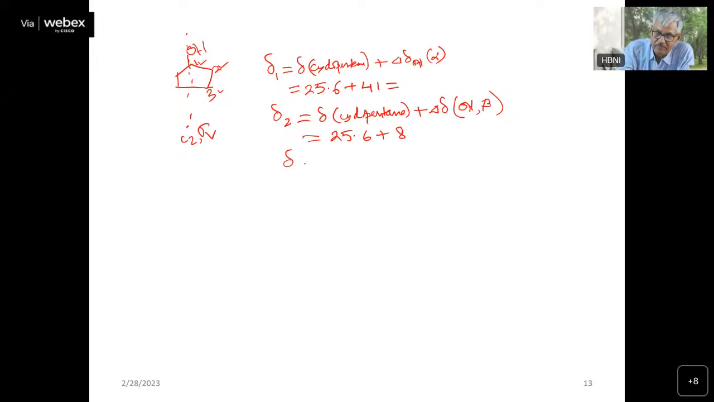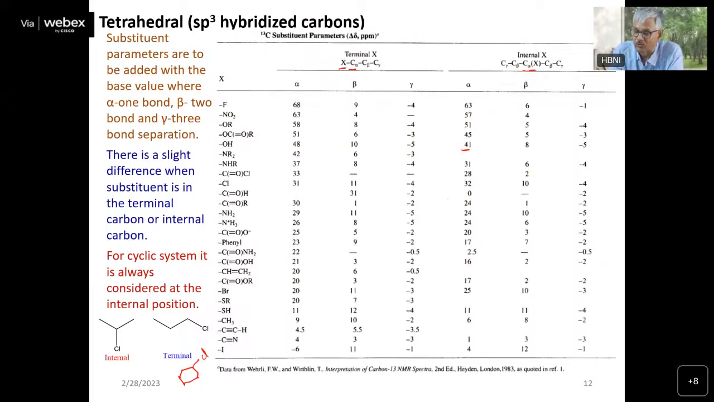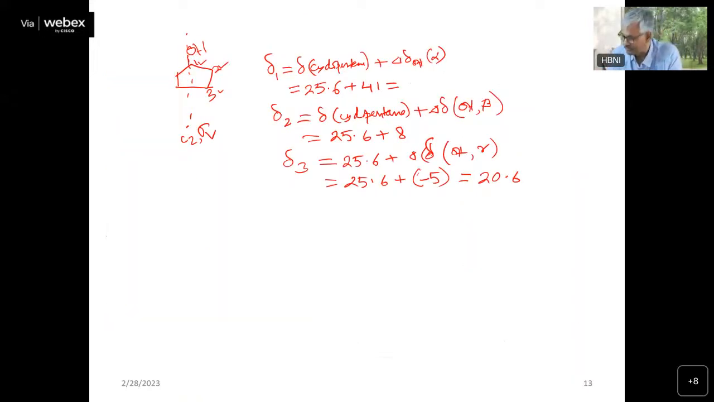So what will be the delta 3 value? Delta 3 value will be again 25.6 plus delta OH at gamma, and if you do that, you will see 25.6 plus delta gamma value is minus 5, and that value will come 20.6. If you go to this, you can see the gamma value. See, this is the beta value. So those values only I have taken.